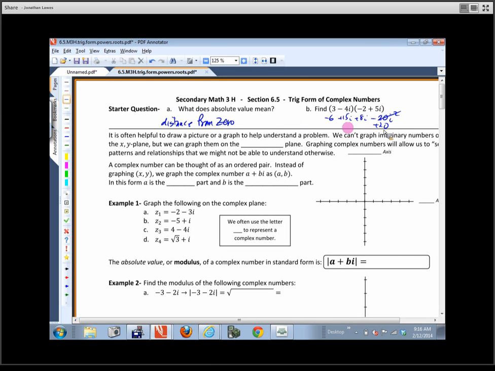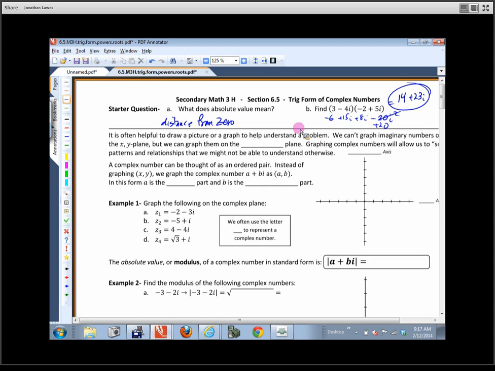So when I multiply these together, I end up with a couple of like terms here. So that's going to be 14 for the real part. And what's the imaginary part? 23. So 23i. Okay? So when I multiply those together, I get a new complex number, 14 plus 23i. All right?